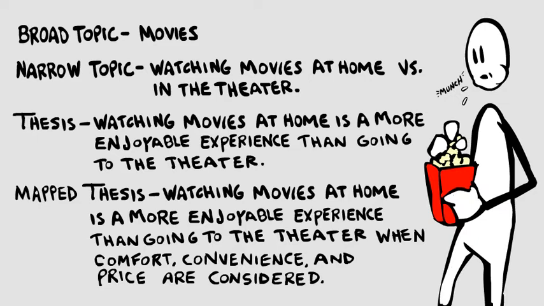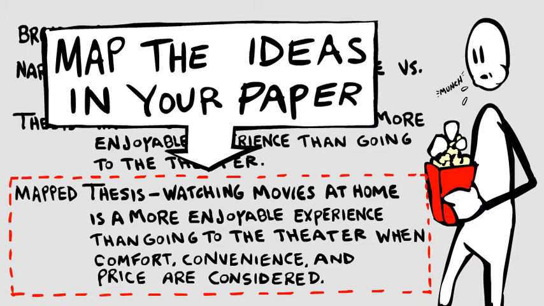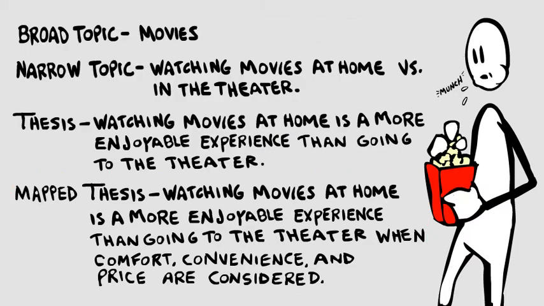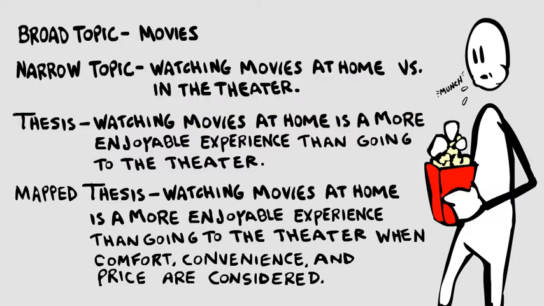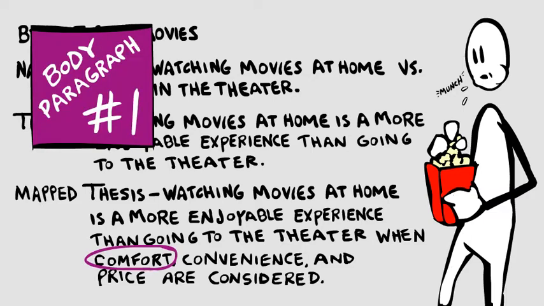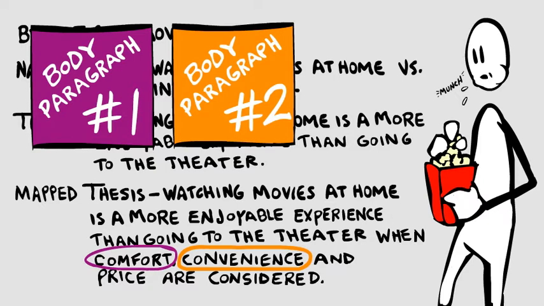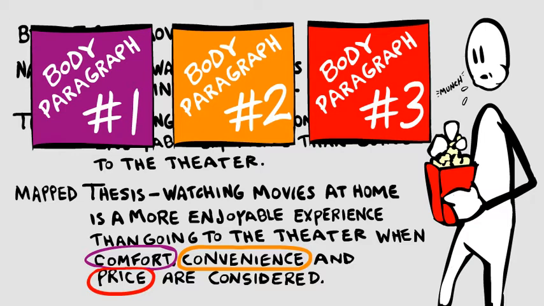Another option in developing a thesis statement is to use it to map the ideas in your paper. This approach, which is known as a mapped thesis, outlines the topics you will discuss in each body paragraph and the order in which you will discuss them. For example, our mapped thesis then tells the reader that body paragraph 1 will discuss comfort, body paragraph 2 will discuss convenience, and body paragraph 3 will discuss price. It is important that you discuss the points in your paper in the same order that they are mentioned in the mapped thesis.